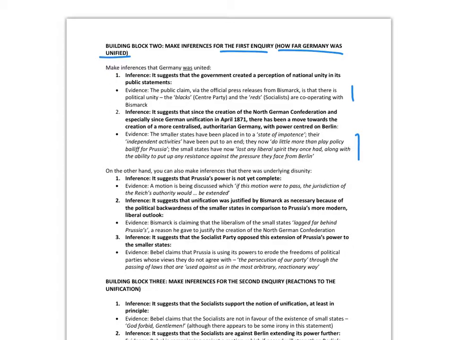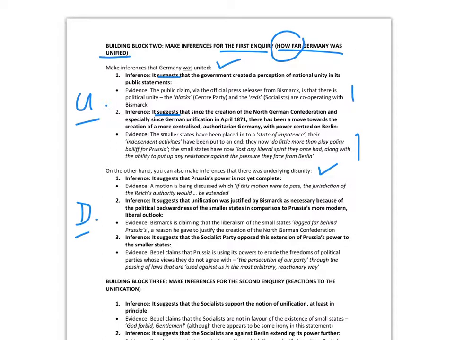Now, remember how I said that the inquiry is how far Germany was unified. Every time you see the words how far, you've got to think, I've got to present both sides of the argument. So here is the argument for unity, and here is the argument for division. So I would have split that into 2 paragraphs. Making inferences from the source, there are some inferences I can make that say that Germany was unified, and there are some that I could make that say that Germany was actually divided. And it's the classic approach from GCSE. An inference is a combination of 2 things: state the inference and use the words it suggests or it infers.